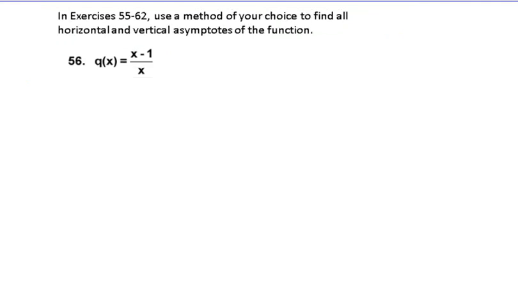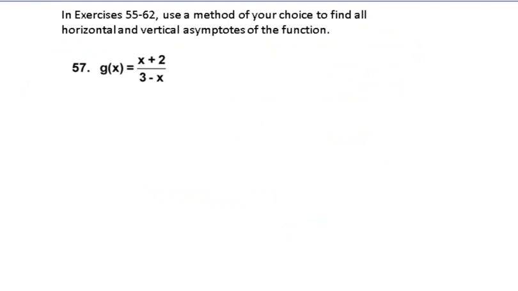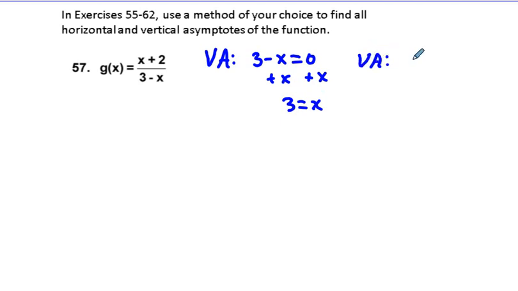Let's go on to the next ordinary problem, which is 57. So our vertical asymptote, we're going to find where our function is undefined, and that's going to be where our denominator is equal to 0. So if we put 3 minus x is equal to 0, and we add x to both sides of this equation, we're going to have 3 is equal to x. So for this one, our vertical asymptote is going to be the equation x is equal to 3.